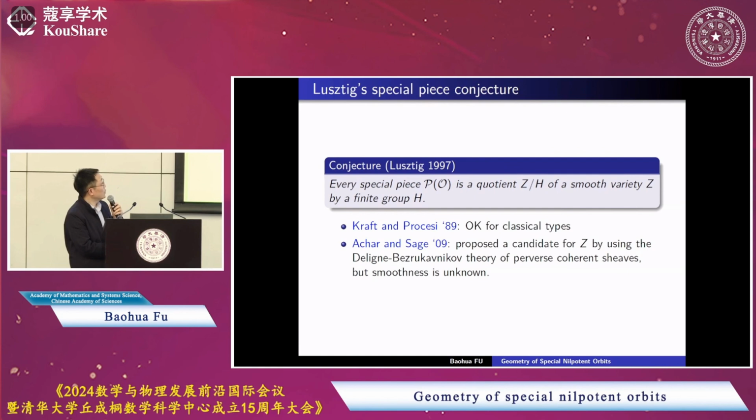And in 2009, Achar and Sage proposed a candidate of this smooth variety by using the Bezrukavnikov theory of perverse coherent sheaves. But the smoothness of this candidate is quite difficult to check.